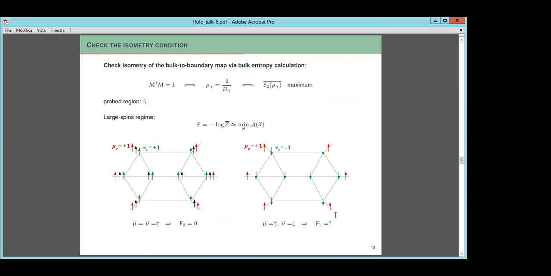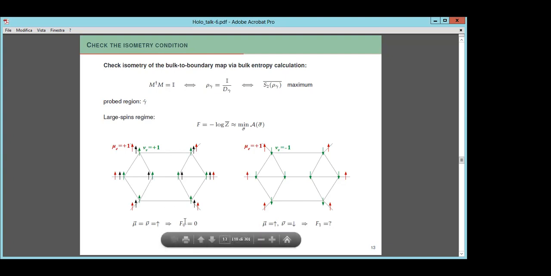So now we are back to the checking of the isometry for the bulk to boundary map. As I said, we want to check under which conditions the entropy of the bulk takes the maximum value. So in this case, here in red, we have the pinning fields attached to the boundary. In green, those for the bulk degrees of freedom, namely for the intertwiners, and in black, the Ising spins.